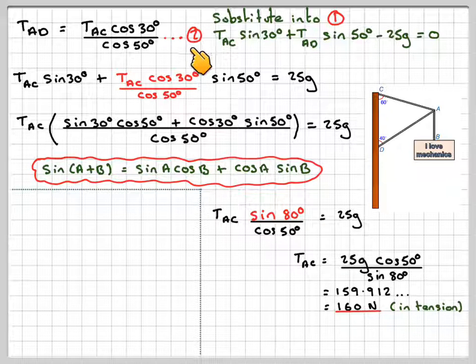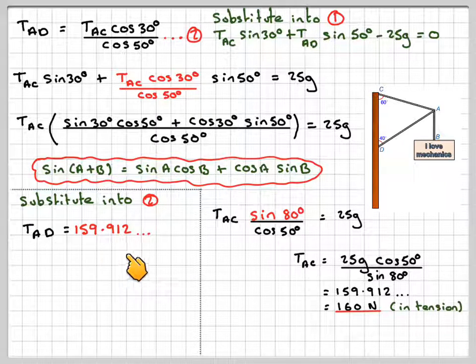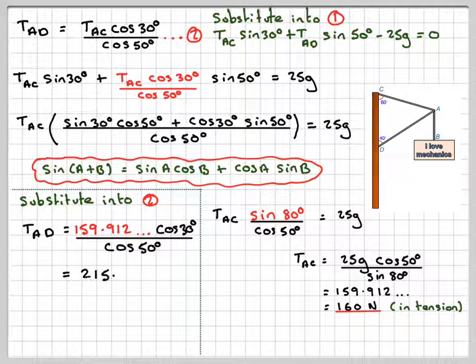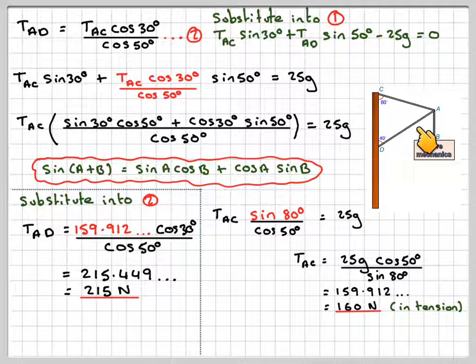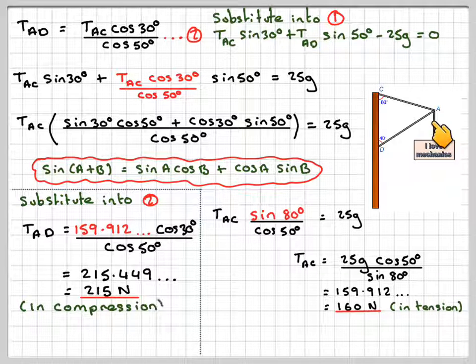From equation 2, which is this one here, we've rearranged it a little bit, but we'll use this one here. If we now substitute in TAC, we're going to have TAD is 159.912. Don't use one that's been rounded off. Times cos 30 divided by cos 50. On my calculator, that will give me 215.449, which is 215 newtons. And as I said, this force here will have to be in compression. And that makes sort of sense, doesn't it? This is pulling down, this has got a tension here, so this will be in compression here.